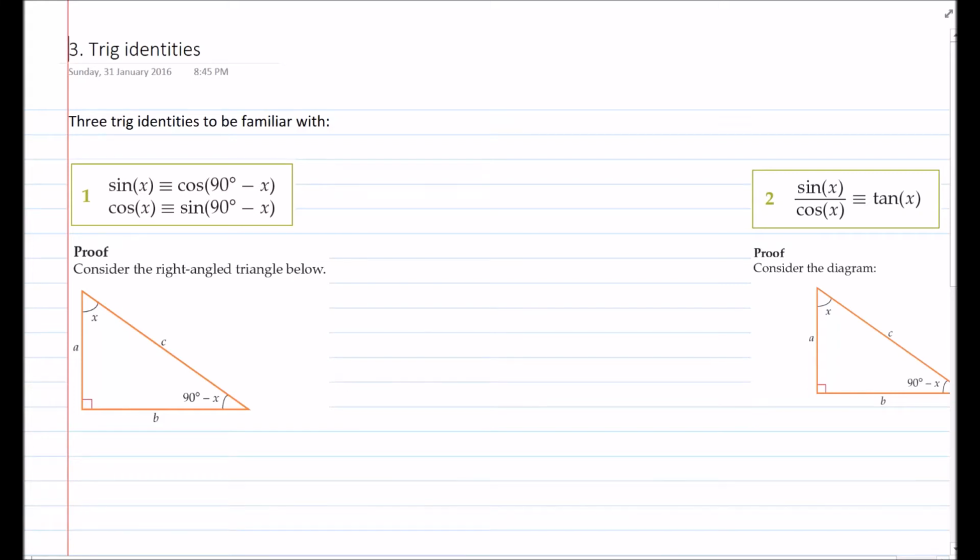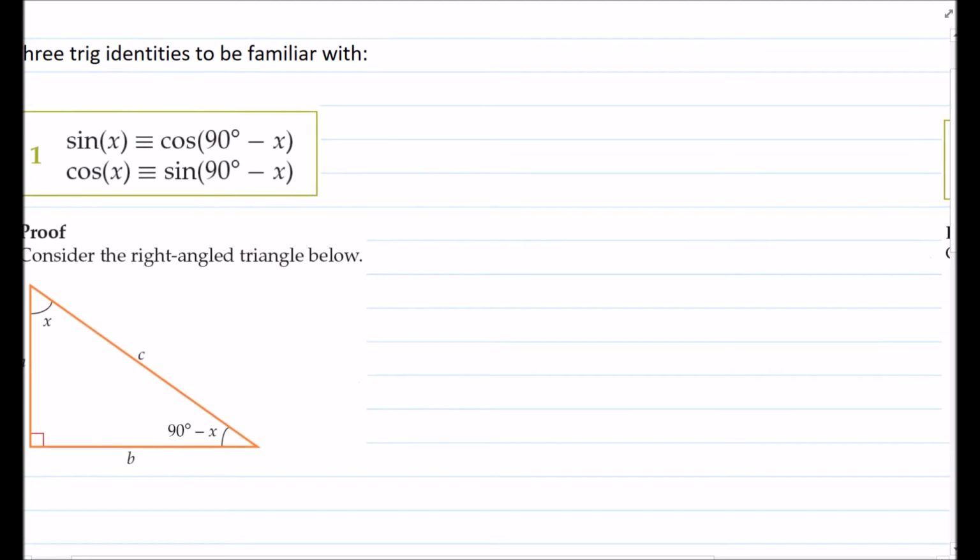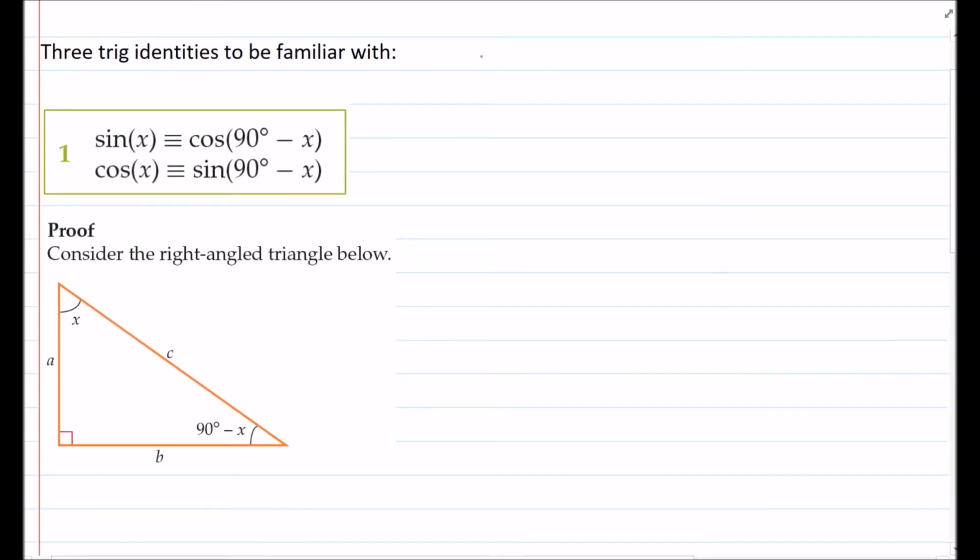Hi everyone, in this video we're going to look at trig identities, and before we get really started on these trig identities it's useful to remind ourselves what sine X and cosine X mean. So sine X is the relationship between the opposite and the hypotenuse side of a right angled triangle, and cos X is the relationship between the adjacent and the hypotenuse.